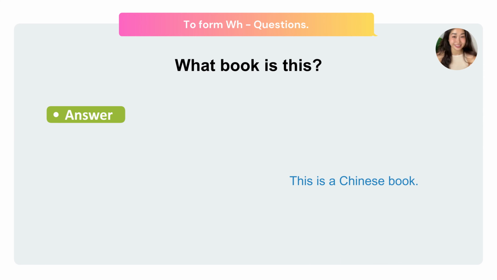For example, if you want to ask, what book is this? Again, think about how you would answer this question in English. It would be something like, this is a Chinese book. So here we use Chinese book as the answer. Of course, you can also place anything you want, but this is the example we are going to use for now. So to translate, this is a Chinese book.